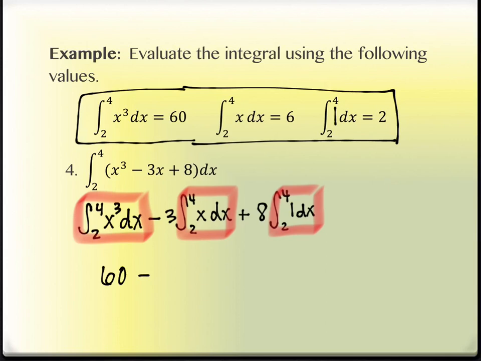So I have a 60 right here. And then I have a subtraction sign, and there's a 3. I need to write the 3 down. The second red box also matches up there. What value is the amount in the second red box? It's 6. So this is 3 times 6. And then I have plus my 8. And what value is it in the third red box? It's a 2, right?